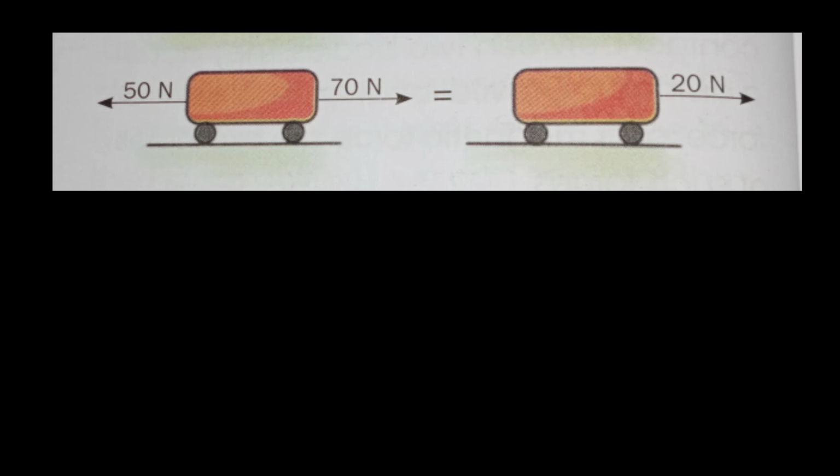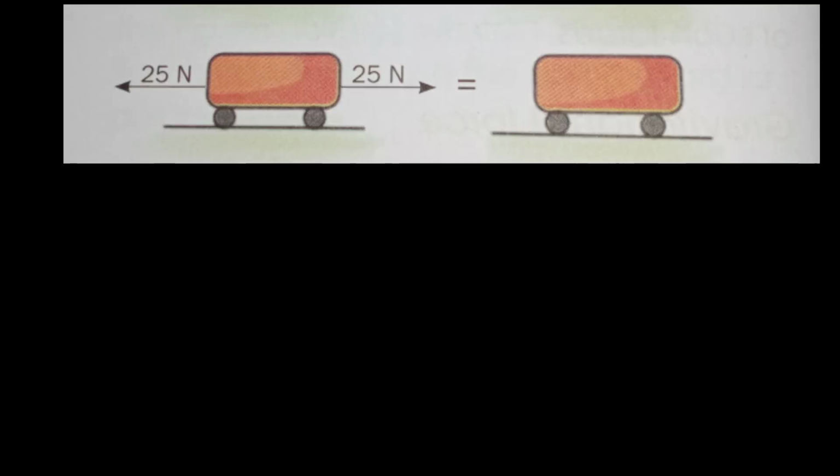Okay. So now you can see the third case. You can see in the third case that there are two forces. And you can see they are equal forces and they are acting what? In the opposite direction. Both are equal forces and they are acting in the opposite direction. So how to get the resultant force? The resultant force will be what? 0. The body will not move.